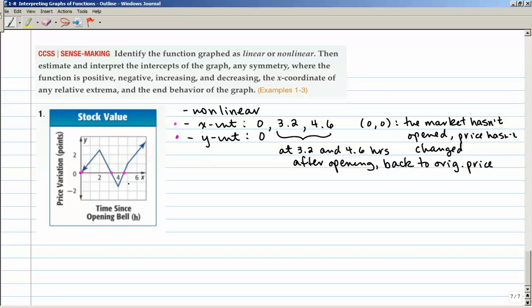Do I have any symmetry? Can I draw a line such that I would fold it? No, there's no symmetry.